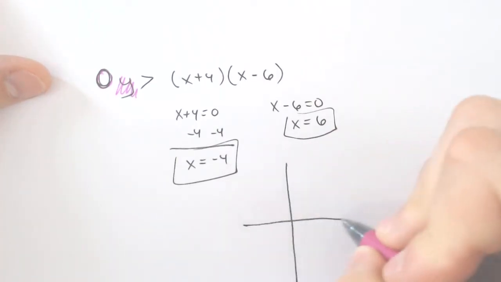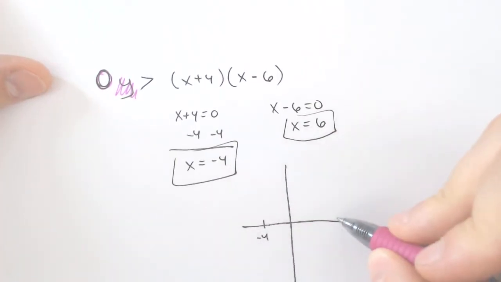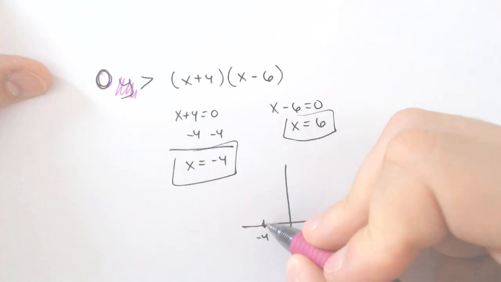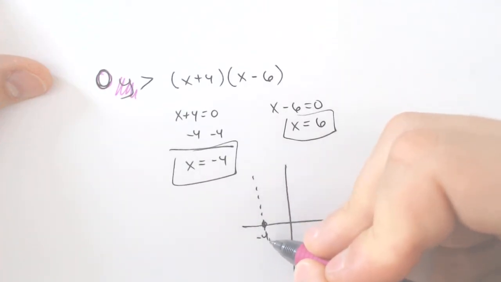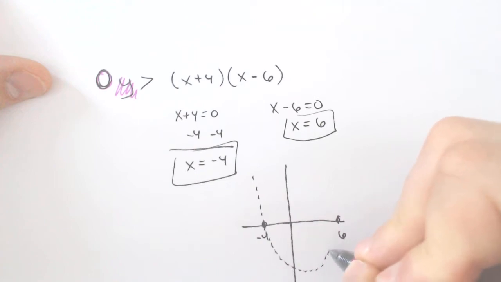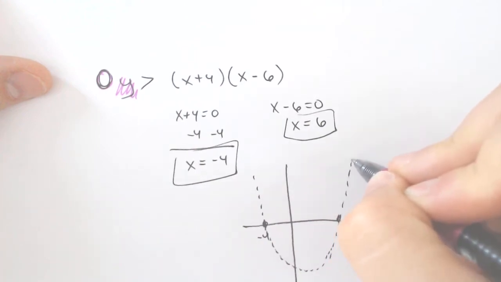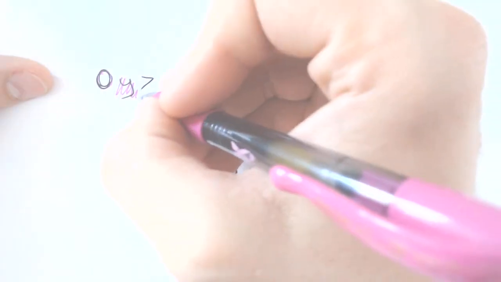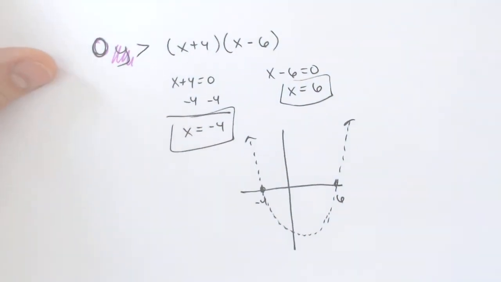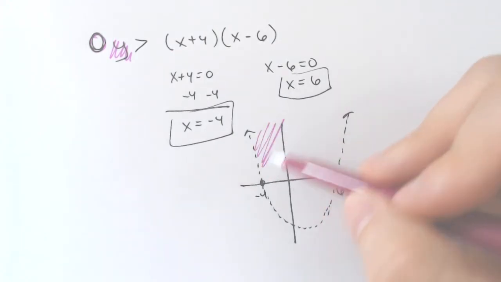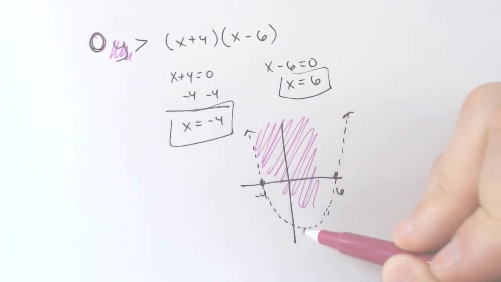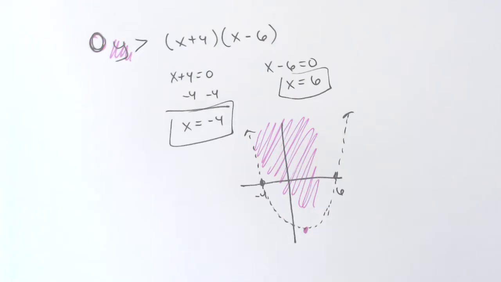So if I plotted the negative 4, and if I plotted the positive 6, and I were to graph this parabola, first off, it's not going to be a solid line. It's going to be a dotted line because it doesn't have the equal to symbol underneath. And it is greater than. If it is greater than, I would have to shade above wherever the vertex is.